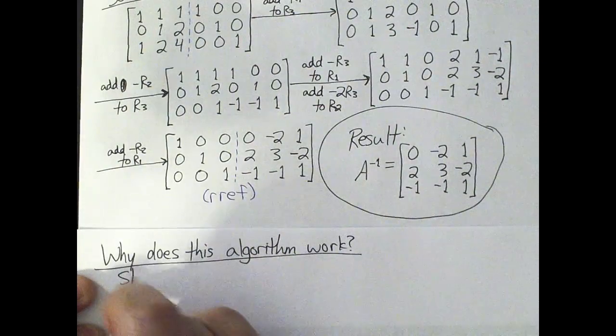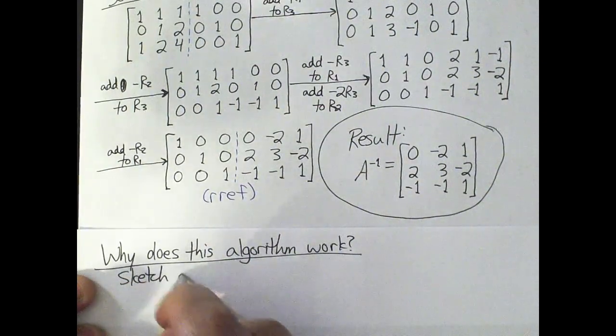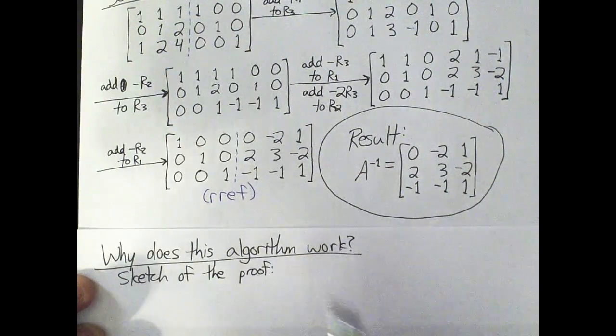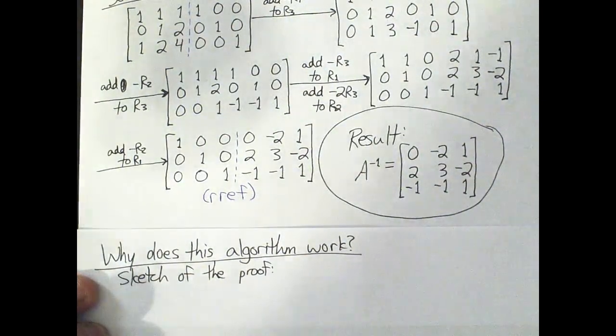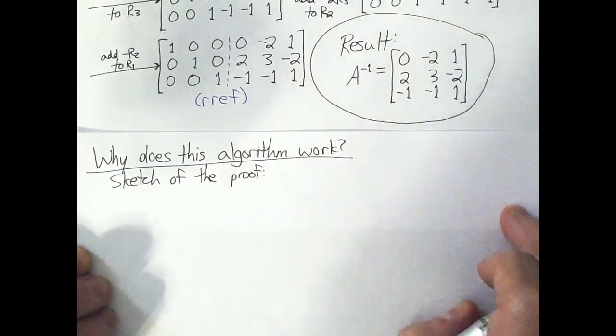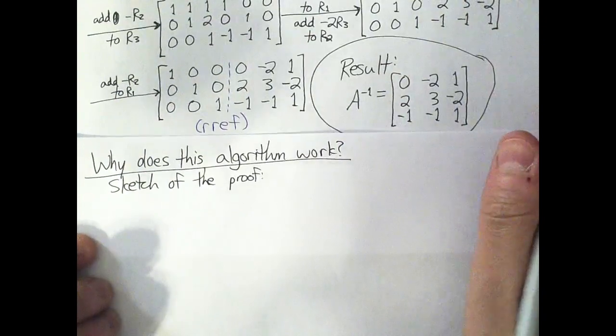So I call this a sketch of the proof. Or maybe you think of it as an outline of the proof, just leaving out some little details here and there that you could find in a textbook. Just more about us and our overall understanding, I guess.